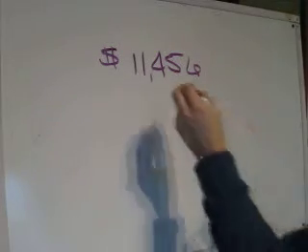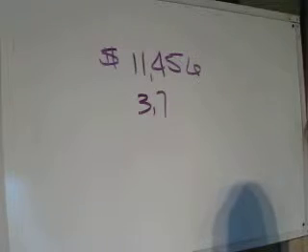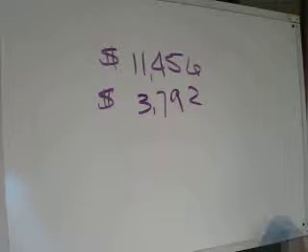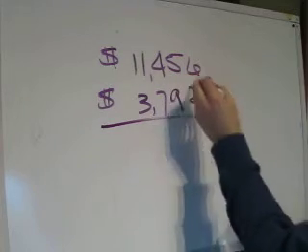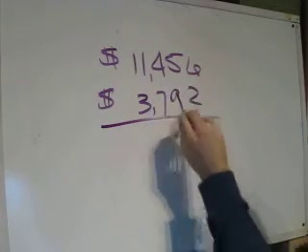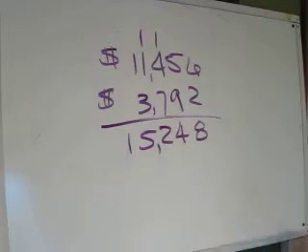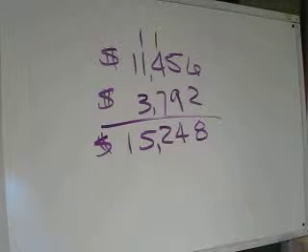And we've got $11,456 that we spent on supplies, and $37.92 on postage. So what we're supposed to do is, to the nearest $100, how much was spent on postage and supplies. They didn't tell us to estimate, so what we're going to do is we're going to add. 6 and 2 gives me my 8, and that gives me 14, carry the 1, 12, carry the 1 again, 5, 1. So $15,248 is exactly how much I spent on postage and supplies.